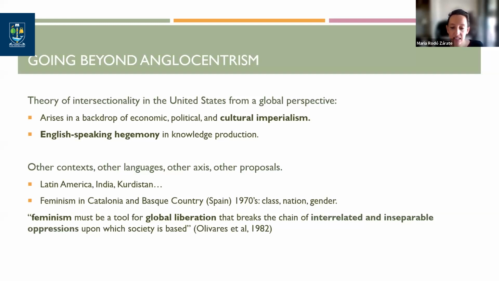In other contexts, at a similar period as in the US, other proposals that interrelated different axes of oppression also appeared from marginalized collectives. As an example, already in the 19th century, there were women denouncing the violence they were suffering because of their positions of oppression in multiple layers, such as because of being indigenous, being poor or Black, for example, and specifically in Latin America. And there were also other intersectional developments in India, Kurdistan, Catalonia, or the Basque Country, also since the 70s.